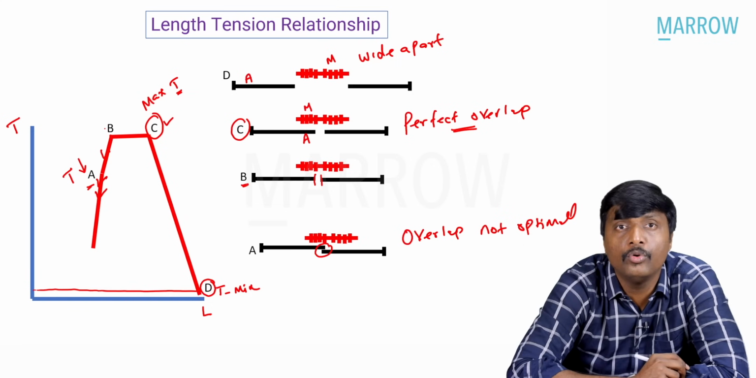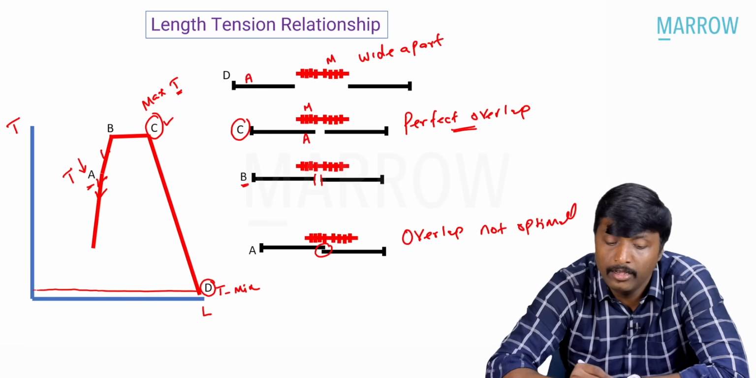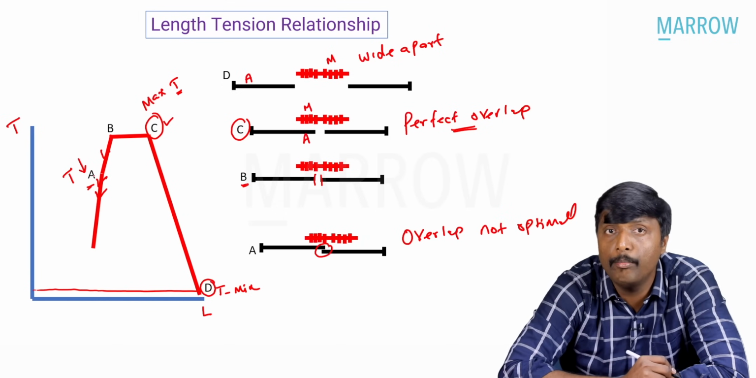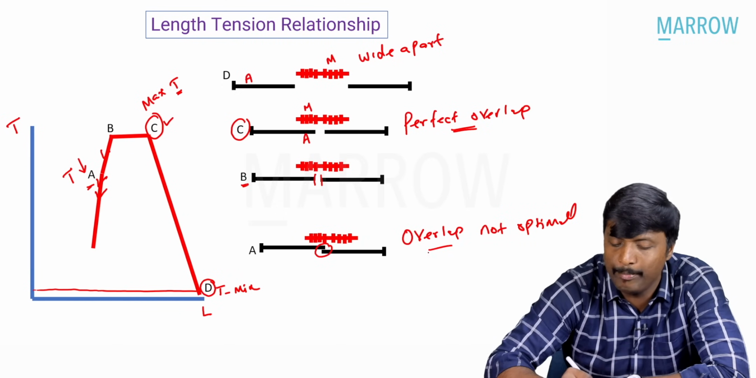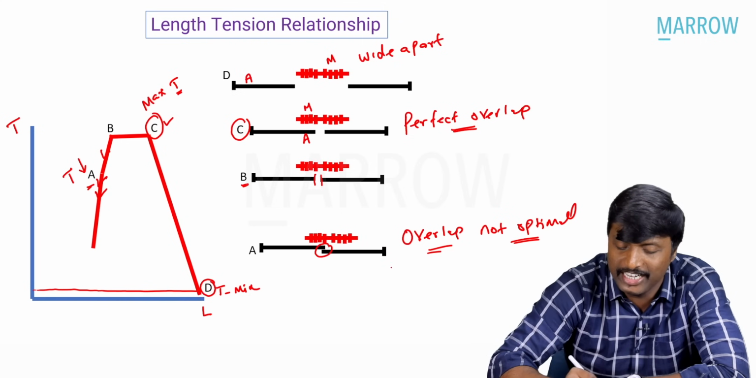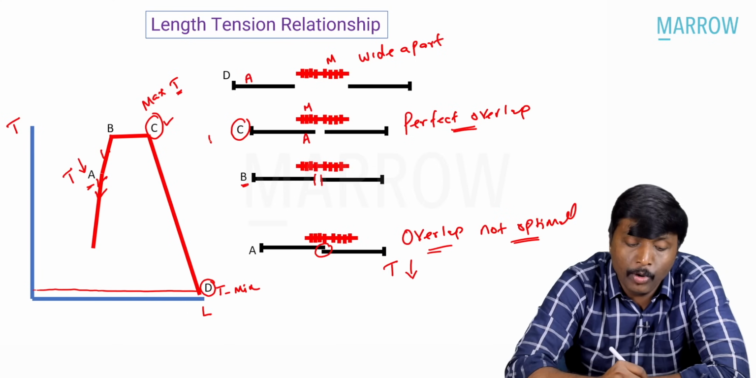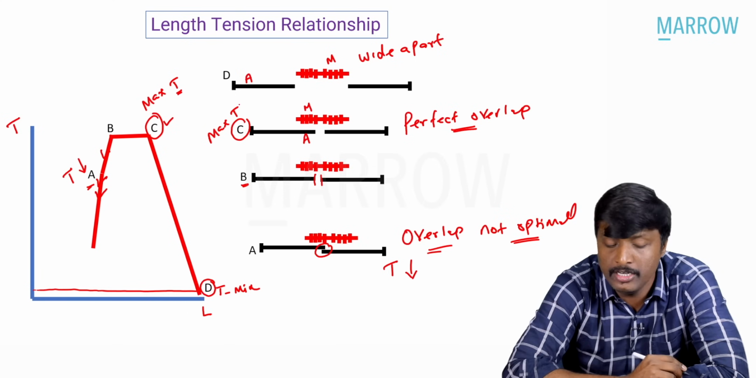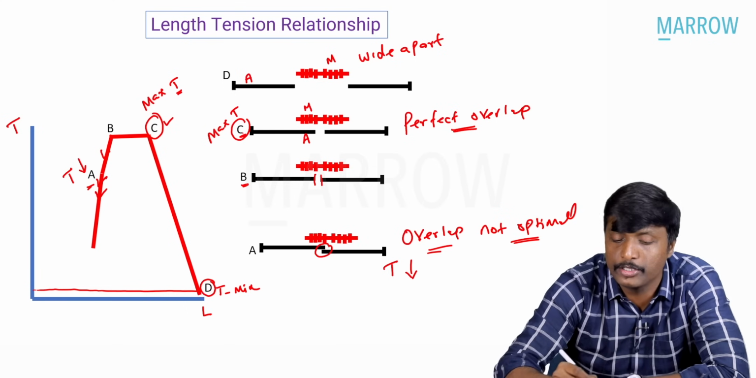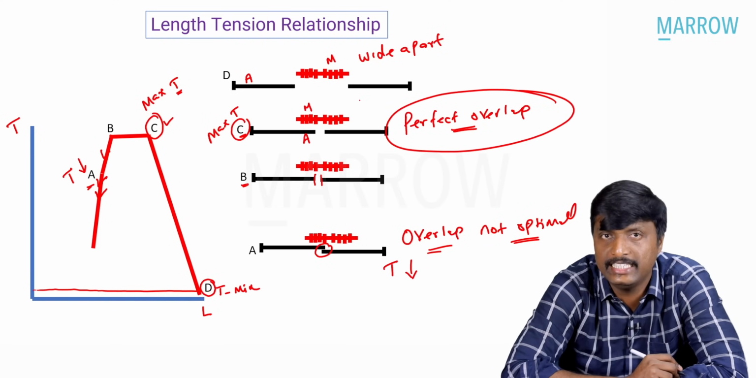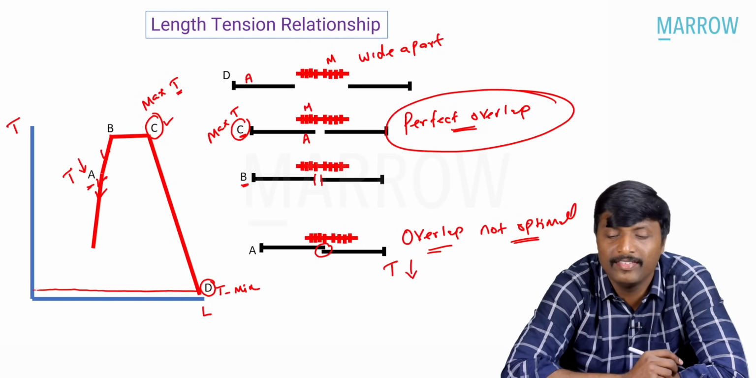Point B also, tension is generated, overlap is there, but it is not perfect. What about point A, sir? Overlap is there, but it is not optimal, so the tension decreases. At which point are we getting maximum tension? Point C, because of perfect overlap between actin and myosin. That's why we are choosing point C as the answer here.